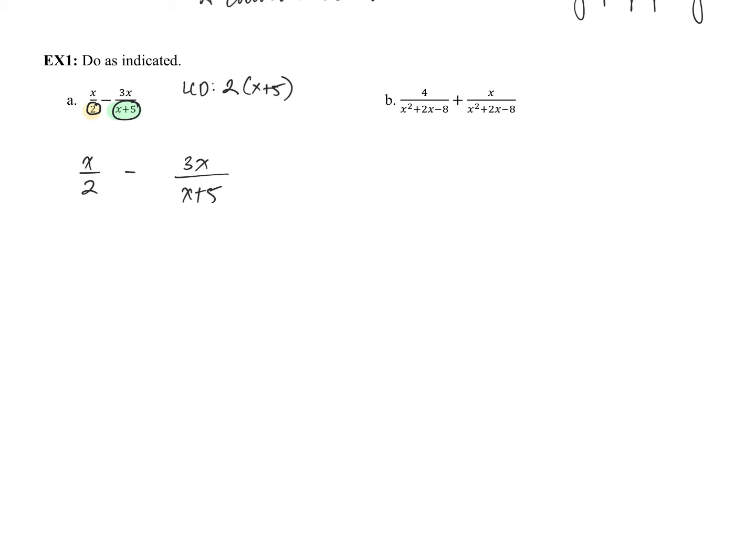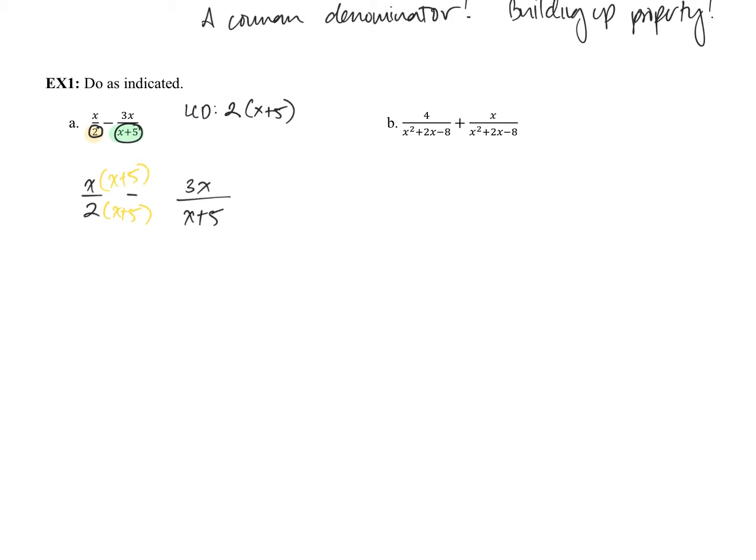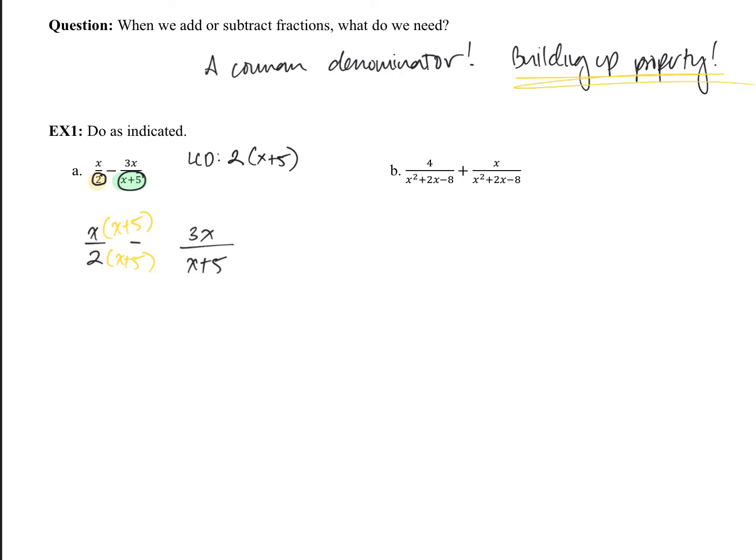Now, I need to create the same denominator. So to do that, what is this 2 missing? It is missing the x plus 5, which means I need to go ahead and multiply the top by the same. So this is the building up property we were talking about before. So now this looks like my common denominator.